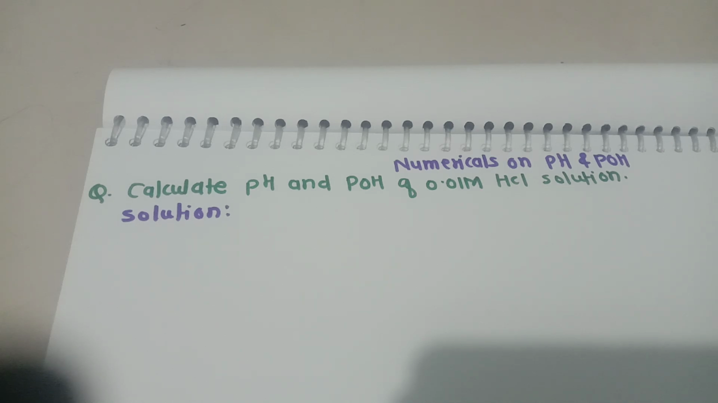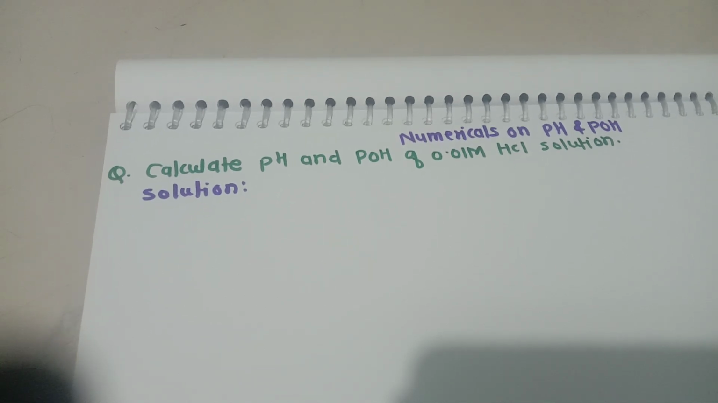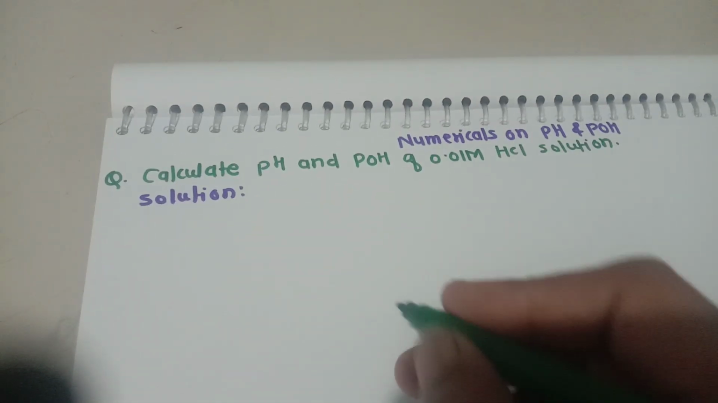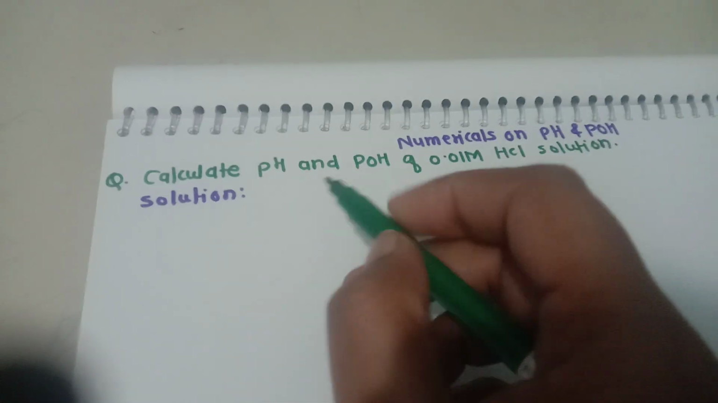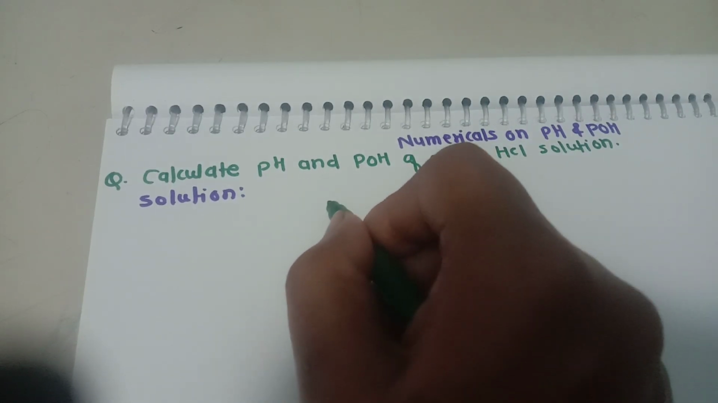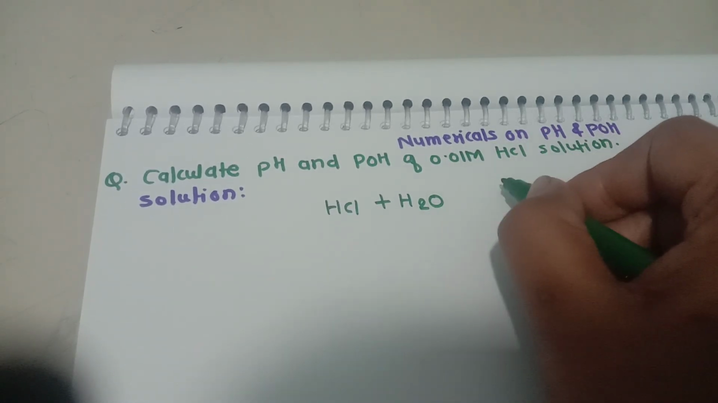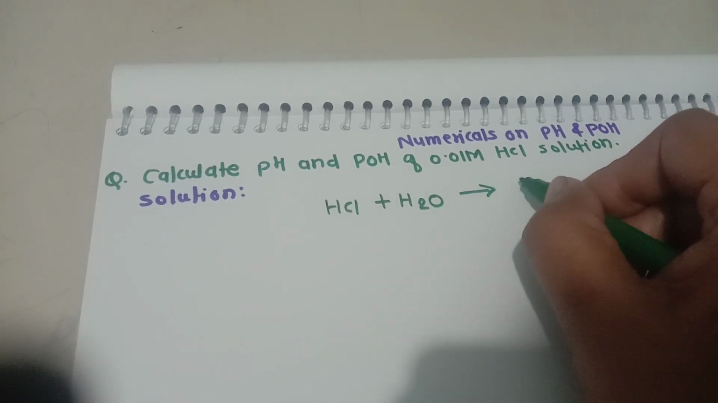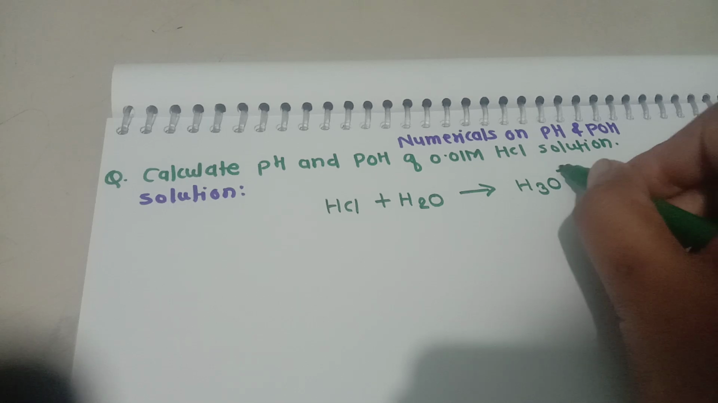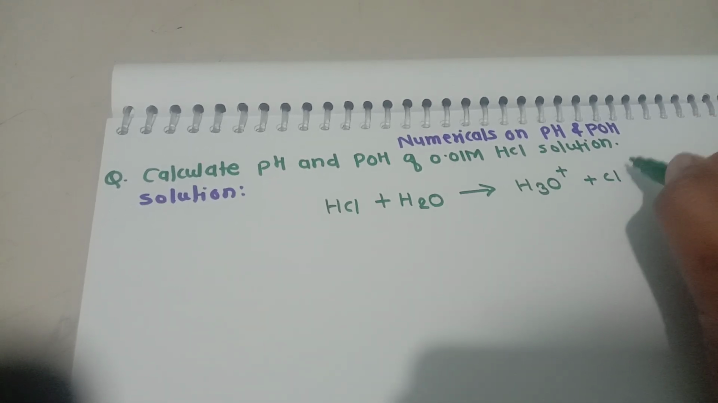So in this numerical we have given concentration of HCl solution, that is 0.01 molar, and we have to find out pH and pOH. As we know, HCl is a strong acid. It dissociates almost completely in water. इसका अगर डिसोसिएशन हमको लिखना है HCl का, तो हम कैसे लिख सकते हैं? HCl in water dissociates completely into H3O plus ion and Cl minus ion.